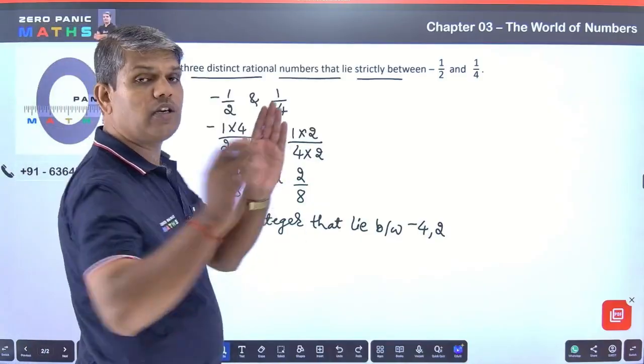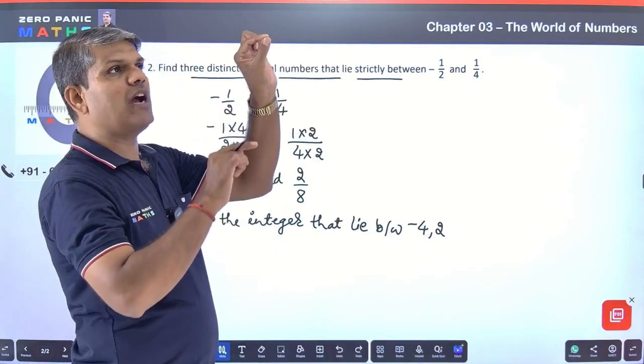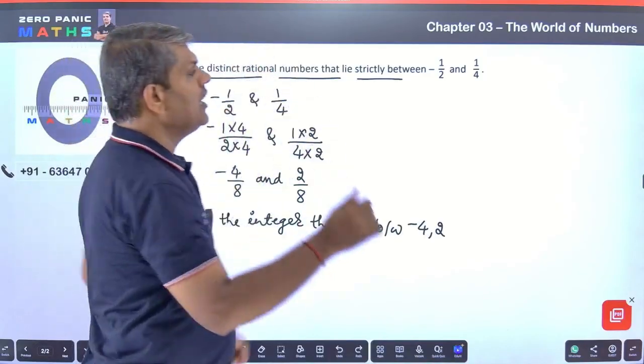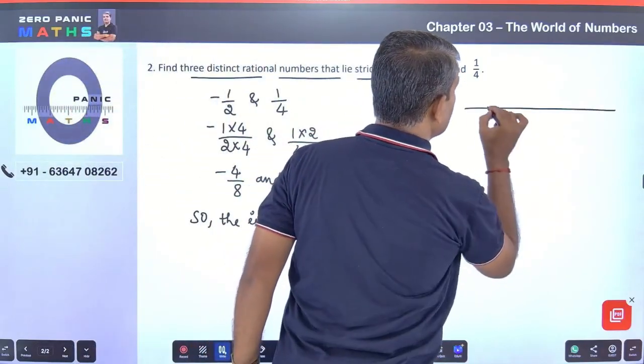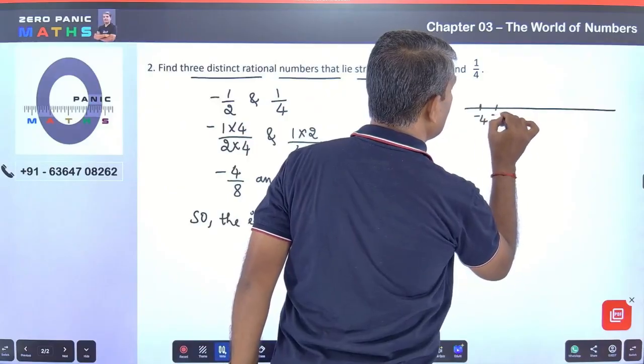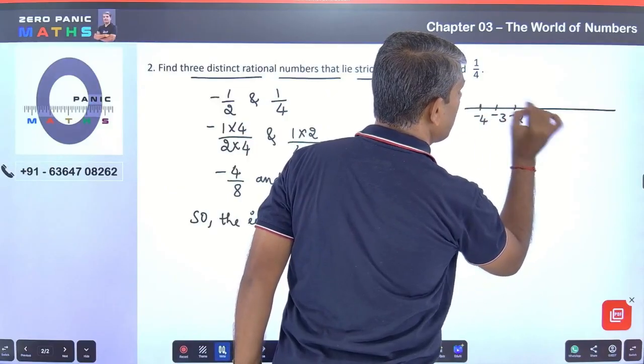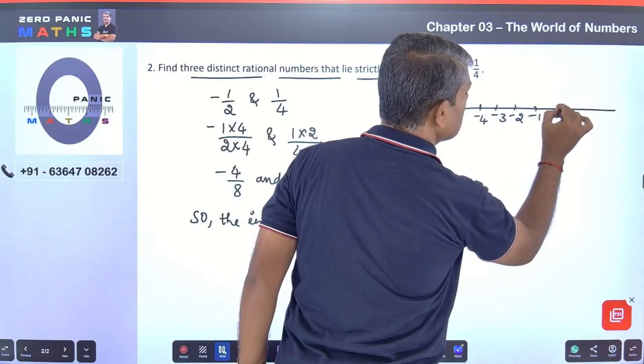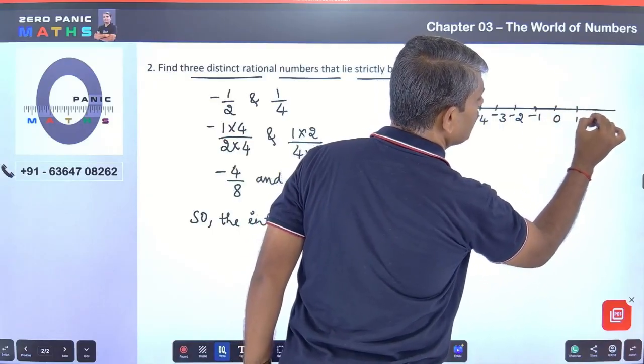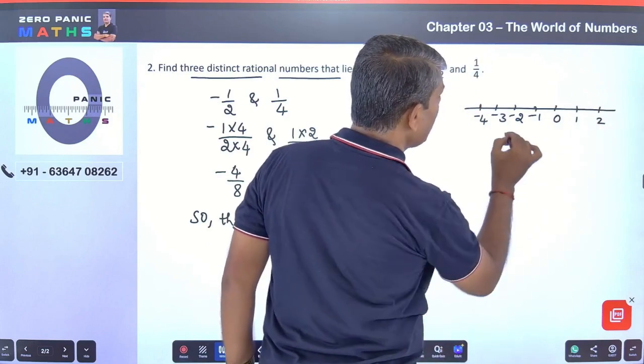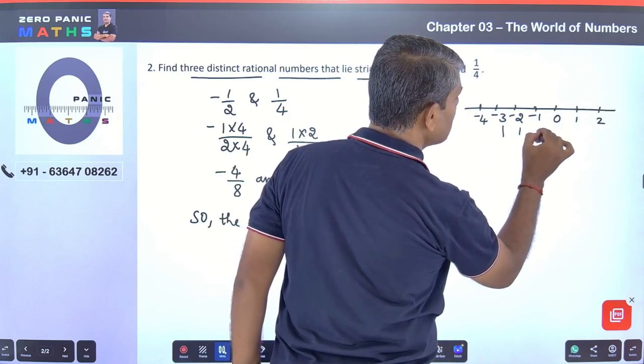Just imagine the number line: minus 4, after that minus 3, minus 2, moving towards 0. Then minus 1, there is 0, after that 1 and 2. So how many numbers are there? There is minus 3, minus 2, minus 1.